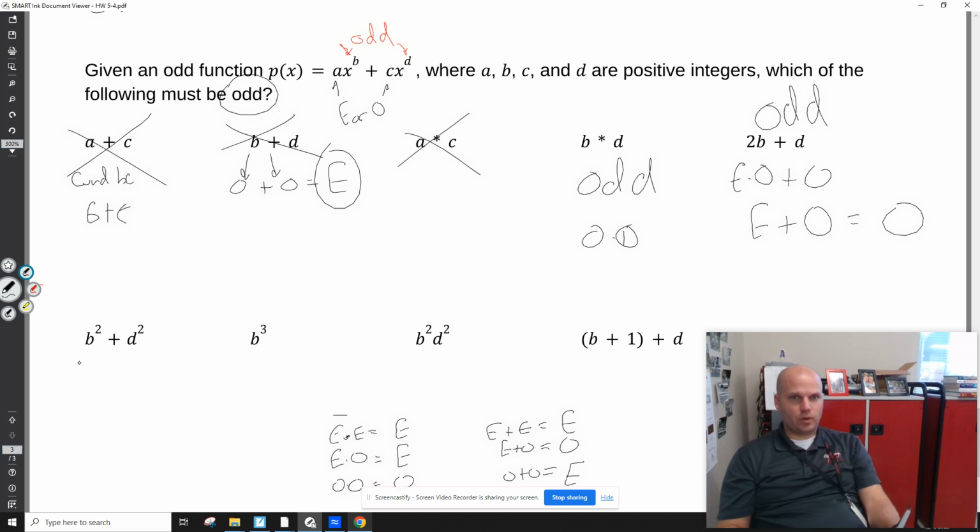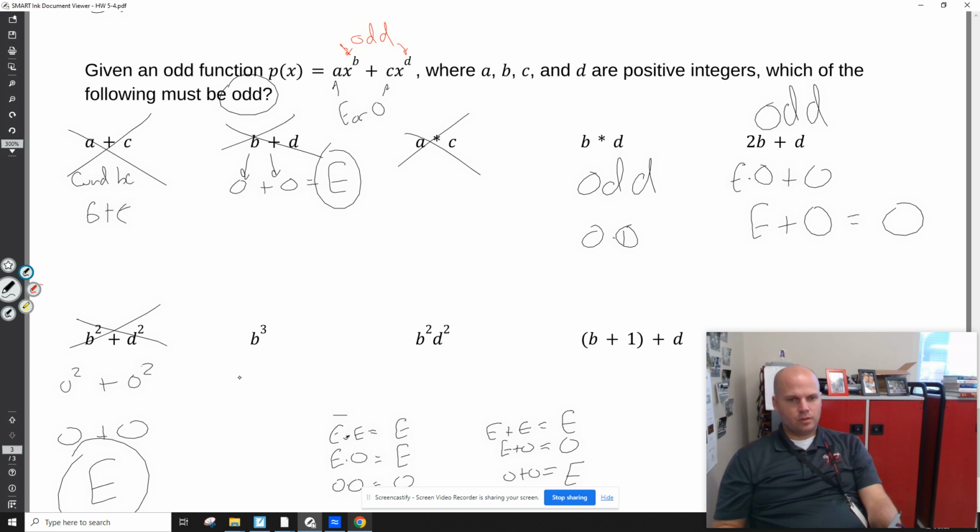B squared plus D squared. Okay, this is an odd squared plus an odd squared. An odd times an odd is an odd. An odd times an odd is an odd. An odd plus an odd is an even. It has to be even. It's not odd.